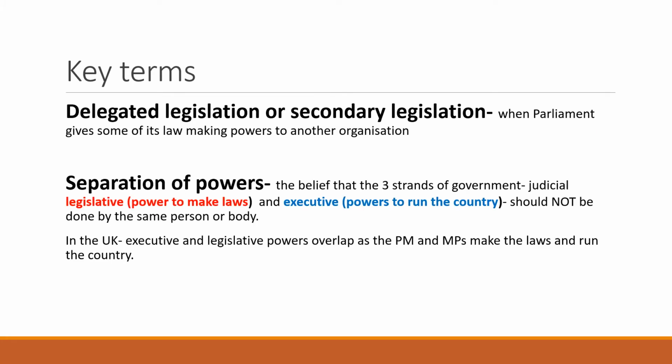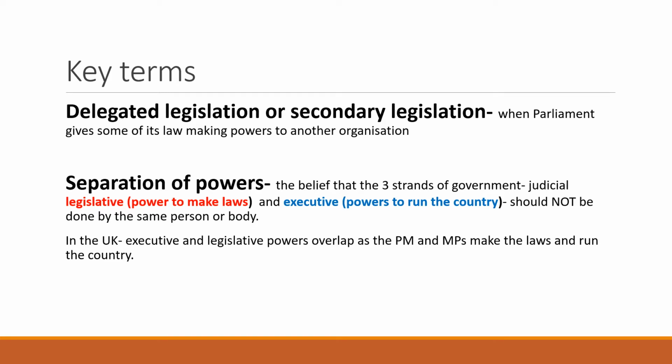The key terms we have to know are delegated legislation or secondary legislation, and this means when Parliament gives some of its lawmaking powers to another organisation, so they don't come just from Parliament. Remember, we have got sovereignty of Parliament in this country. That basically means that laws should be made and changed in Parliament only. However, there are times when they're not.